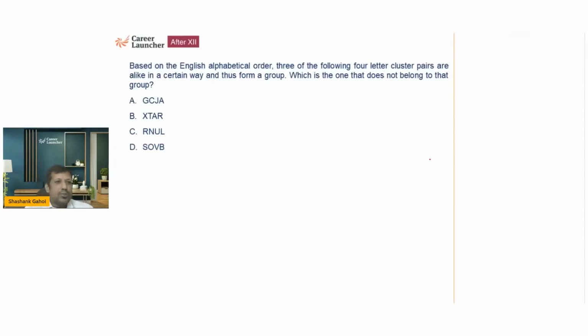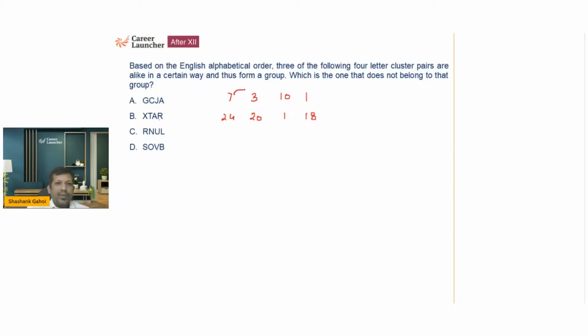I'm going to solve this question by taking all the corresponding alphabets. So G is what? E, F, G is going to be 7. C is what? 3. J is what? 10. And A is what? 1. X is 24. T is what? 20. A is what? 1. Then R is going to be 18.